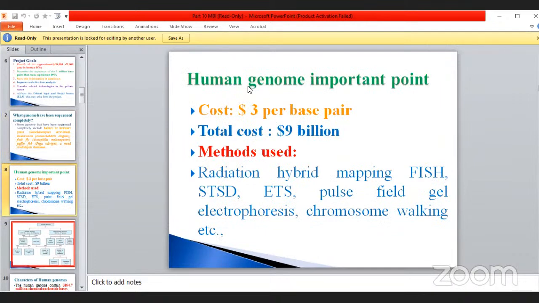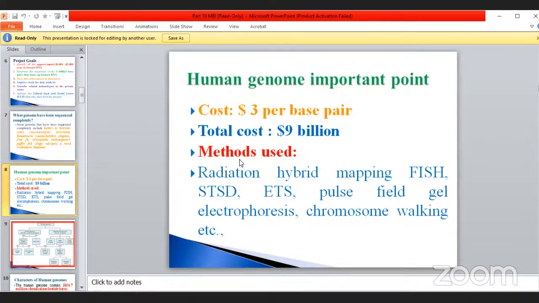See, the next one is the human genome, an important point. If you want to analyze a particular base pair, how much do you have to spend? $3 per base pair. So what is the total cost? $9 billion. Sometimes they may ask the question: how much did each base pair cost in the human genome project? $3. How much was the total cost? $9 billion.